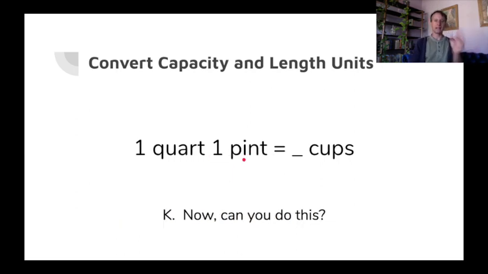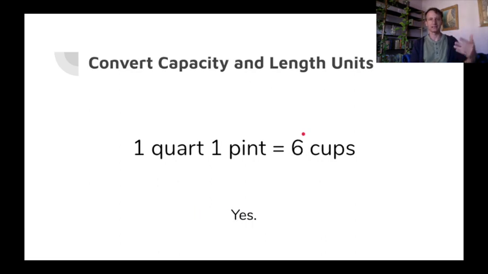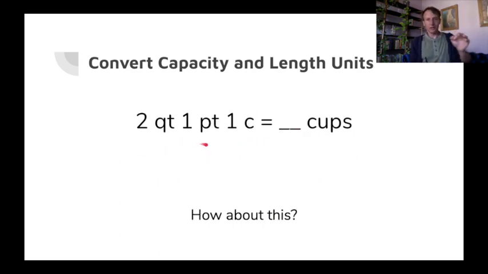All right. So now, if you have a quart and a pint, how many cups is that? Well, there's 4 in the quart. We just memorized that. And then there's 2 in the pint. We had said that. So 4 and 2 is 6. All right. 2 quarts, 1 pint, 1 cup. It's how many cups? See, these are the ones.